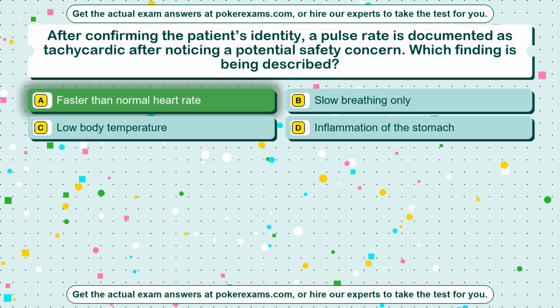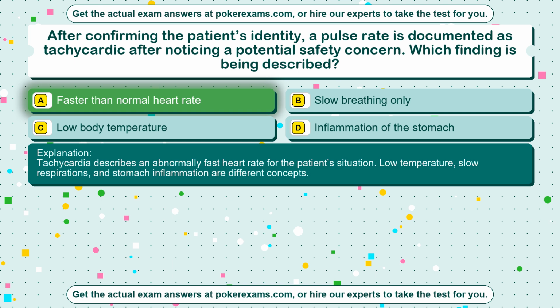The correct answer is option A, faster than normal heart rate. Tachycardia describes an abnormally fast heart rate for the patient's situation. Low temperature, slow respirations, and stomach inflammation are different concepts.